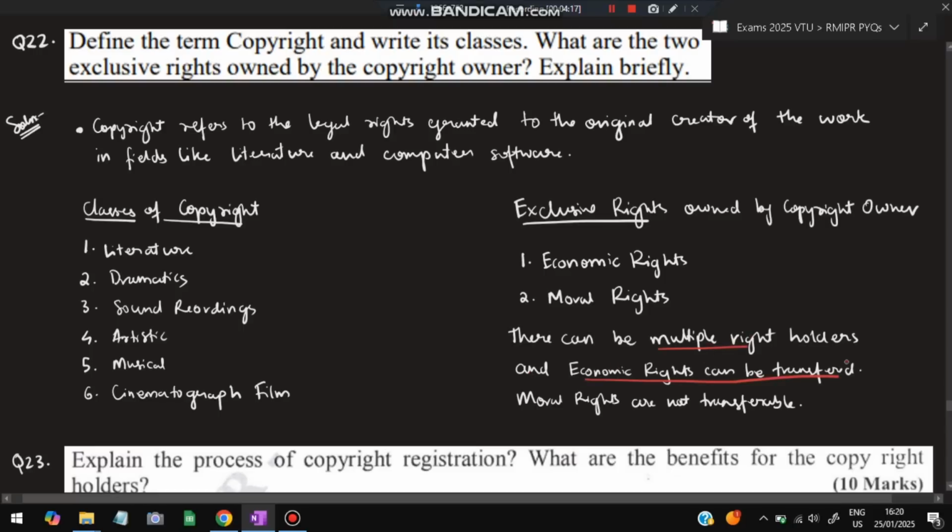And economic rights can be transferred. If we transfer economic rights such as reproduction, distribution, and the others, whoever the rights are transferred to can earn money. But moral rights cannot be transferred. The author always retains the right even if they sell or license their work. The author's name should always be mentioned, the original author of the product.